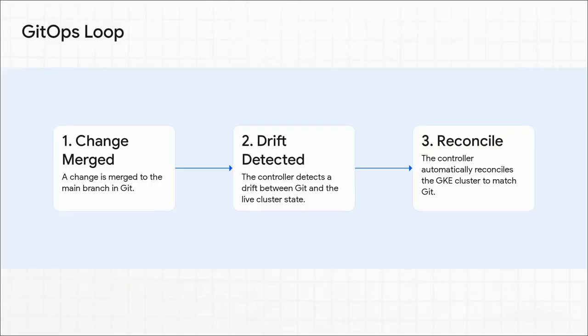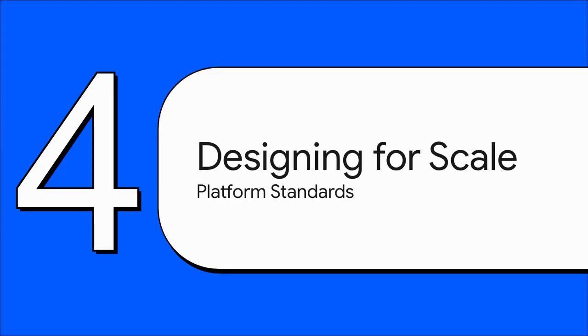So how does this actually work? Well, it's this continuous loop. First, a change gets merged into the main configuration branch in Git. Now, a GitOps controller, something like Argo CD or Flux, is constantly watching this repository. It's always comparing it to the live cluster. The second it sees a difference, what we call drift, it automatically jumps into action, pulling the live cluster back into sync with the state defined in Git. It basically creates a self-healing, self-managing system. It's fantastic.